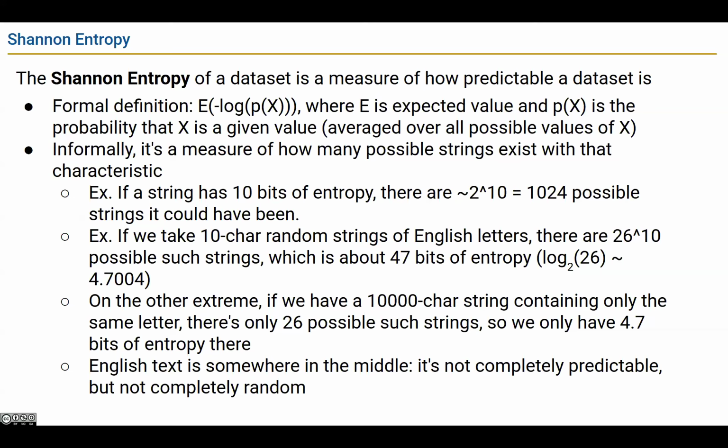If you take a 10-character string of random letters, there's 26 to the 10 possible strings. So the entropy is just about 47 bits. On the other side, with that 10,000 character string, there's only 26 possible strings that could have existed, right? 1 for each possible letter. So there's only really 4.7 bits of entropy in there. That's why the 10,000 character string was easier to remember than the 10 character string. Now, English text is somewhere in the middle. It's not going to be a sequence of A's. It's also not going to be a sequence of random letters. So there's going to be an entropy level somewhere in between.